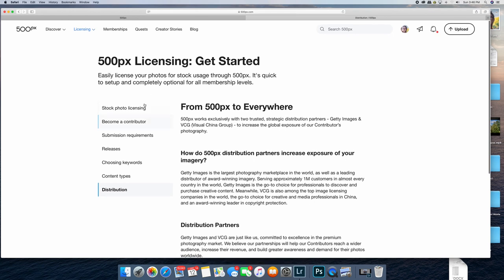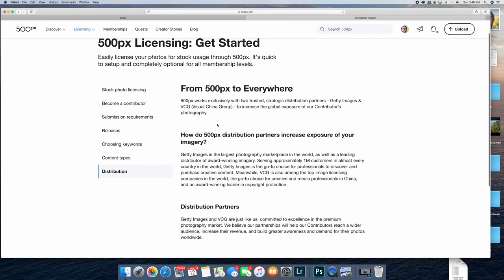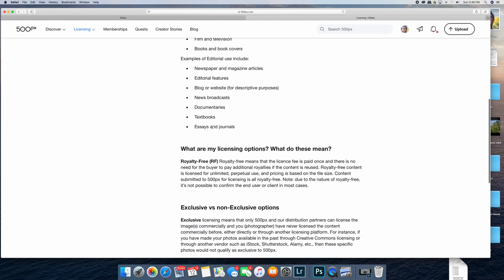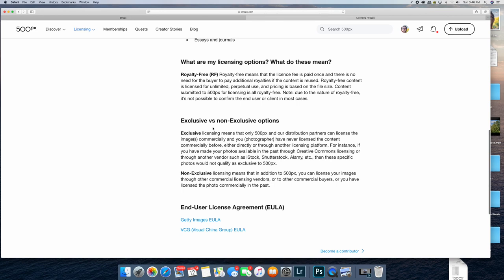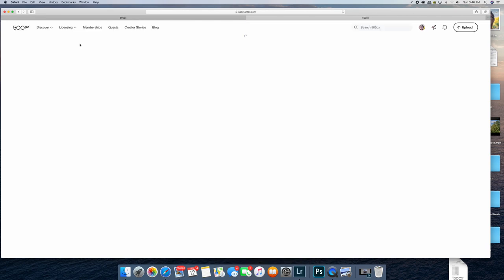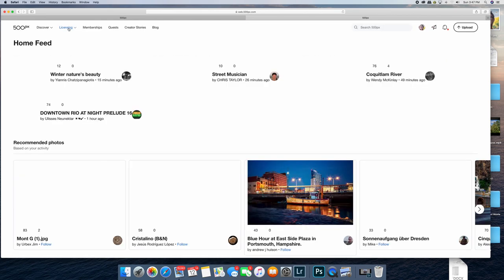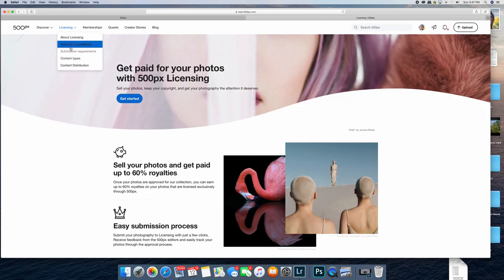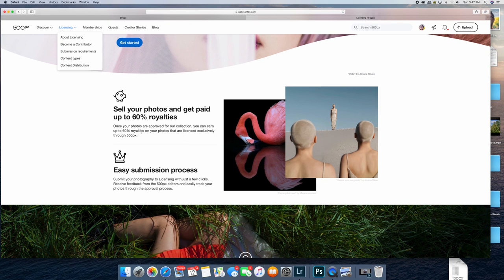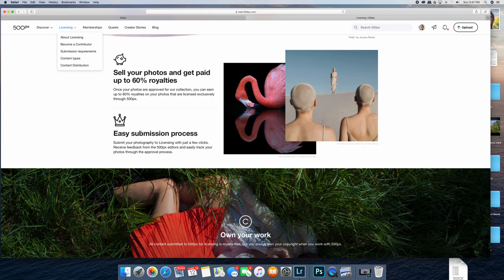Now this is the knowledge base, and you'll see that there's precious little on the amount of money available for you to earn when you license either as an exclusive or as a non-exclusive participant in this licensing program. Now, you can find some information on this through their main page when you just go into licensing. There is a page here about licensing. It says sell your photos and get paid up to 60% royalties. That's important because that sounds really good, and that's for exclusively licensed photos. It doesn't really say anything about what you can expect as a non-exclusive.